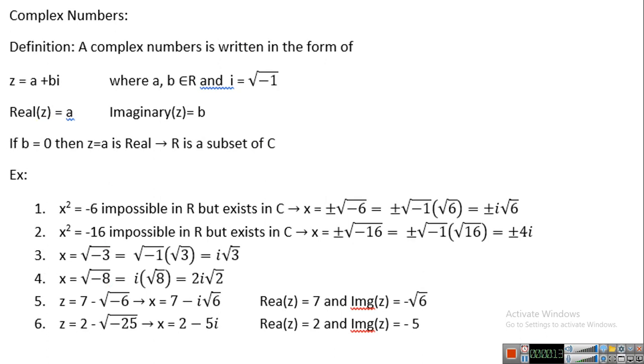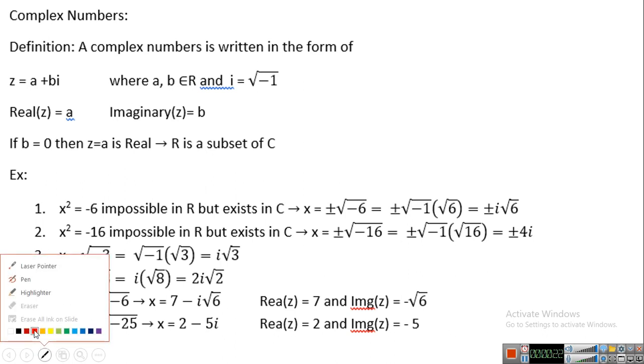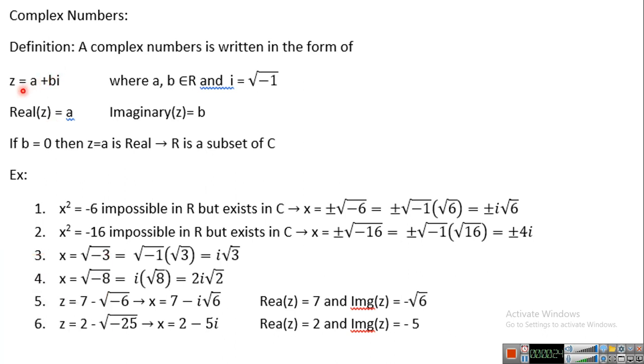What is a complex number? A complex number is written of the form z = a + bi. What does it mean, a + bi? i is root minus 1, and a and b belong to the real numbers.